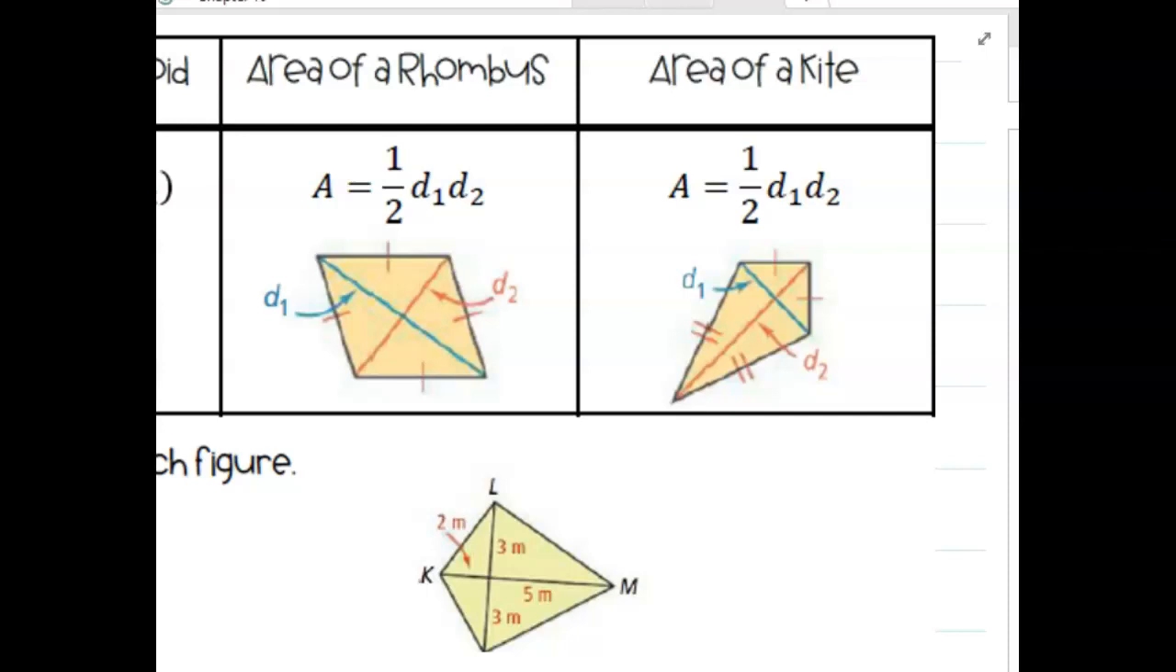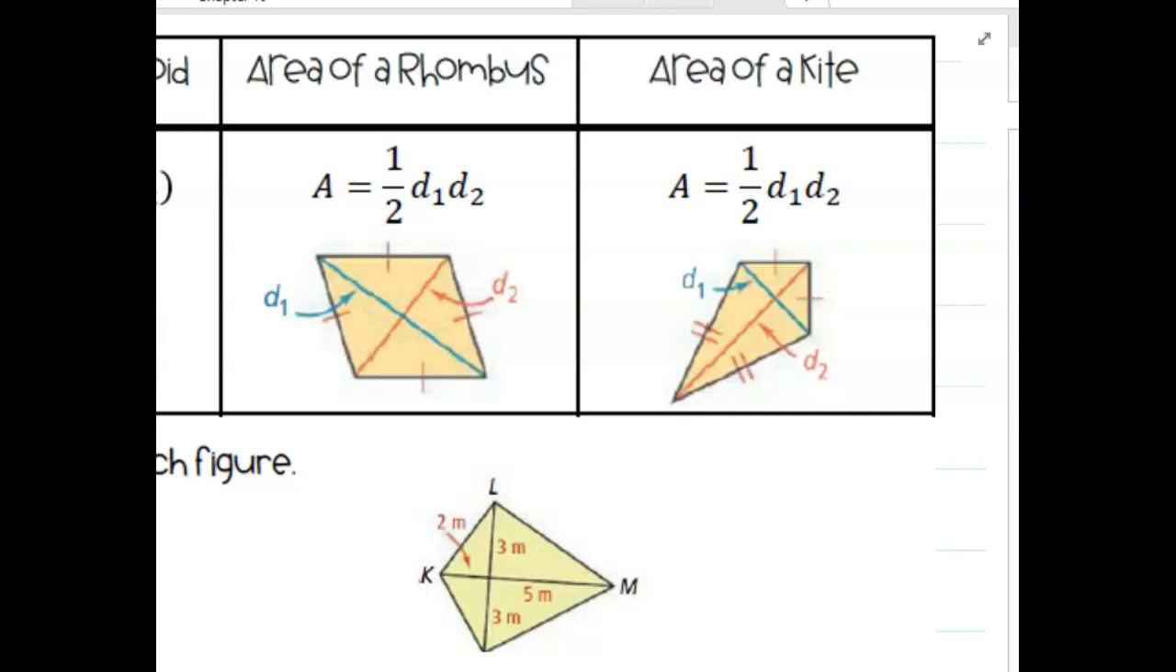Thanks. So the area of a rhombus and the area of a kite. Now remember, a rhombus is a parallelogram with 4 congruent sides. And a kite, if you remember, is a quadrilateral that has 2 pairs of congruent adjacent sides. So these 2 sides are congruent and those 2 sides are congruent.